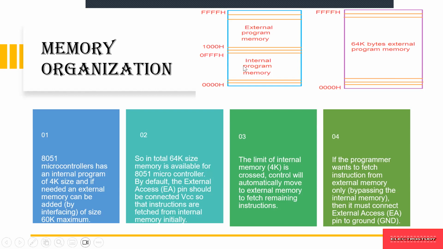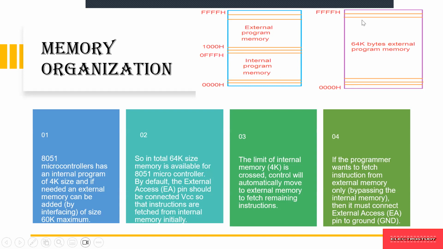So the 8051 has some internal memory of 4K size, and it needs some external memory. Even though there is embedded memory in the microcontroller, we need external memory to store the data. That is interfaced as external program memory. So in total, you can say it has 64K of memory.